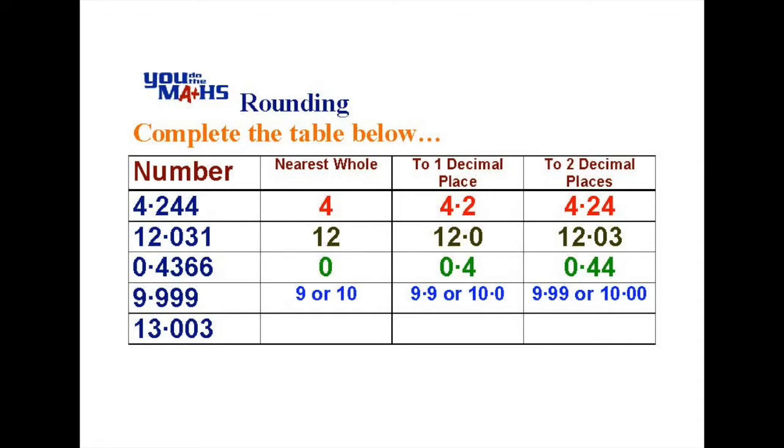Once again, pause to see if you agree with the choices here. In the first case, the whole number is a 9. Now to the right of that is a 9, that means that we round up, so the solution is 10 to the nearest whole number.